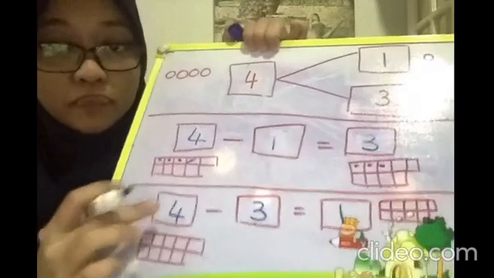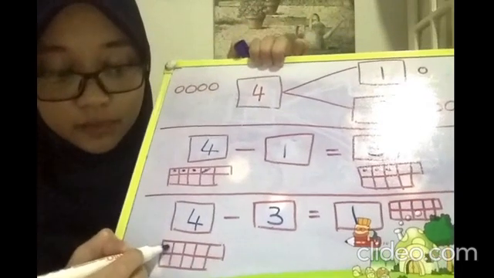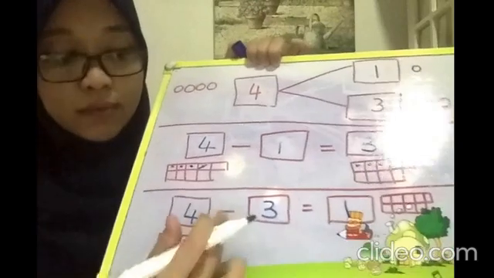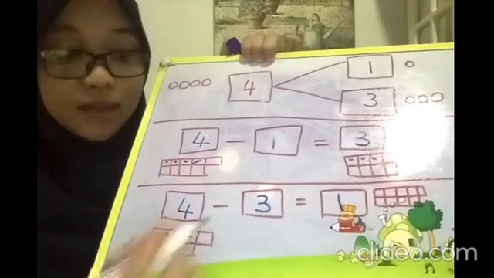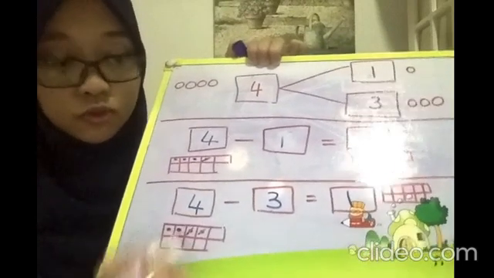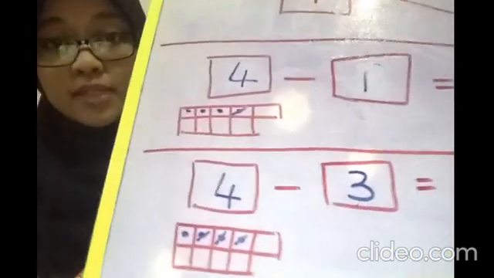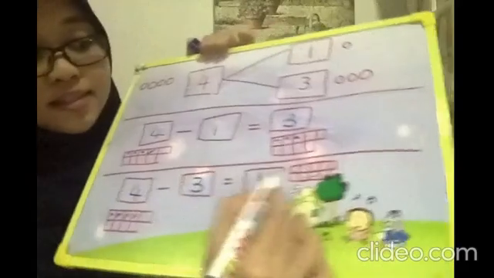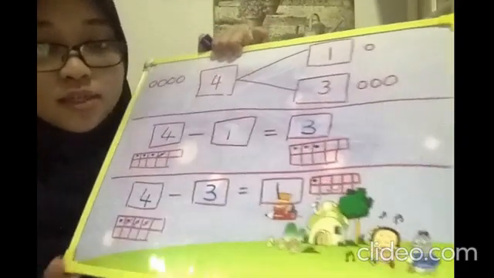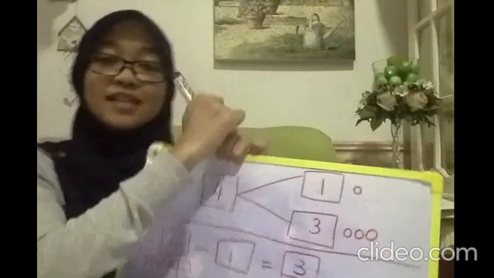Now these are missing. So what do we do? 4. Start from the very beginning. 1, 2, 3, 4 and minus 3. How many do we cross out? 3 from behind. 1, 2, 3. How many is left? 1. Isn't that correct? And don't forget to draw the circle. Yes, that's how it is.